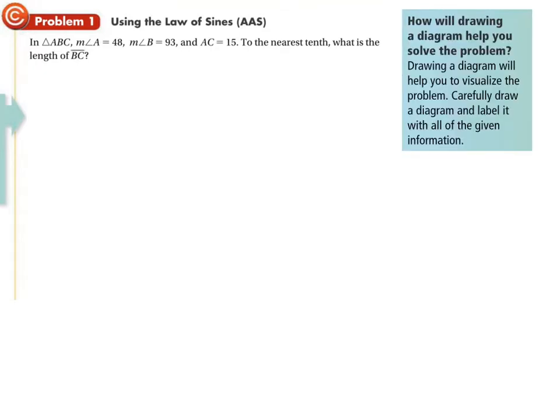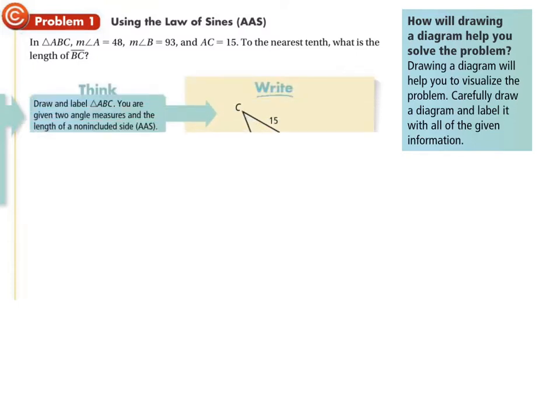So how can a diagram help you solve the problem? Well, you can visualize it if you draw it out, but you need to draw it carefully and you need to label it, because if you put something in the wrong place, that is definitely not going to be helpful to you. So let's do it. Draw and label ABC, pretty straightforward. You just draw triangle ABC, and then you fill in the information.